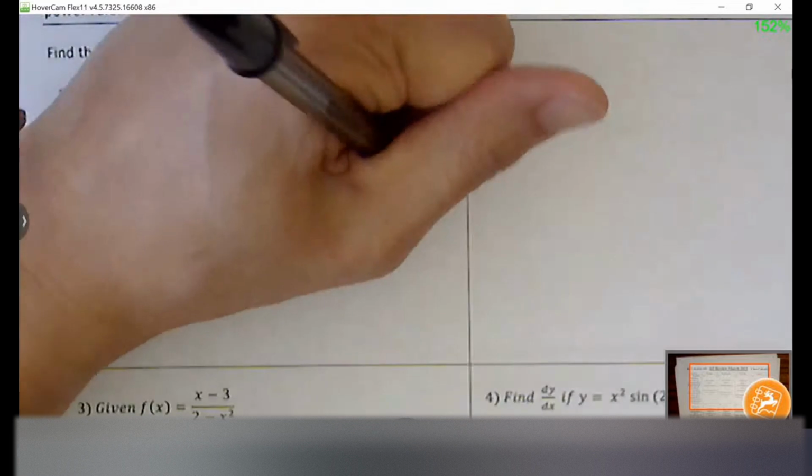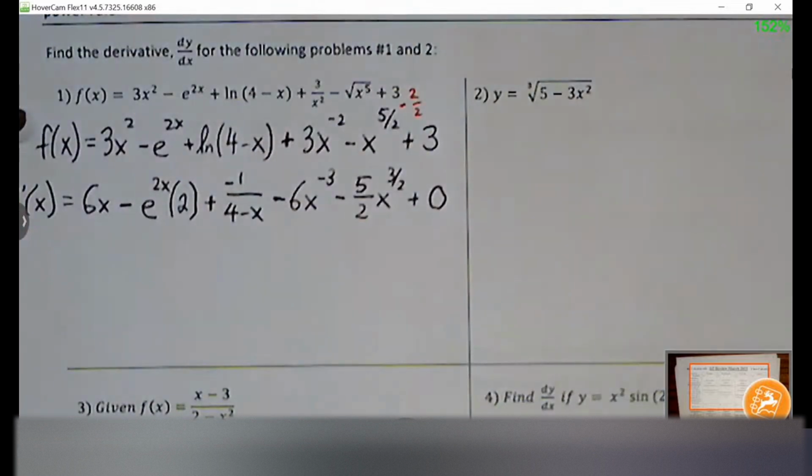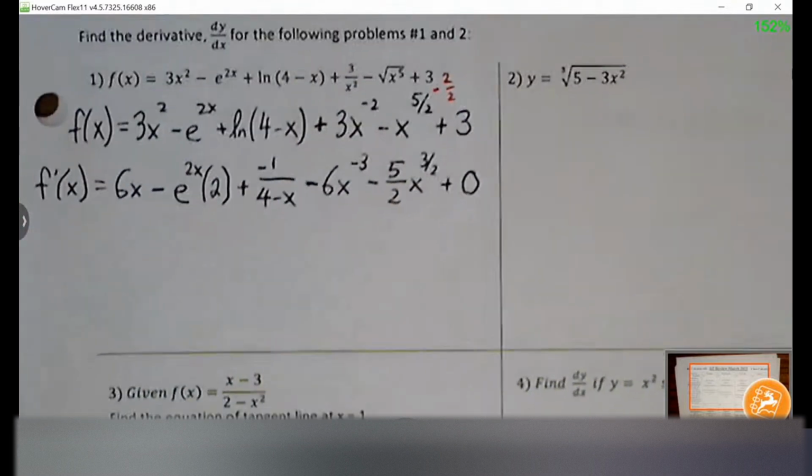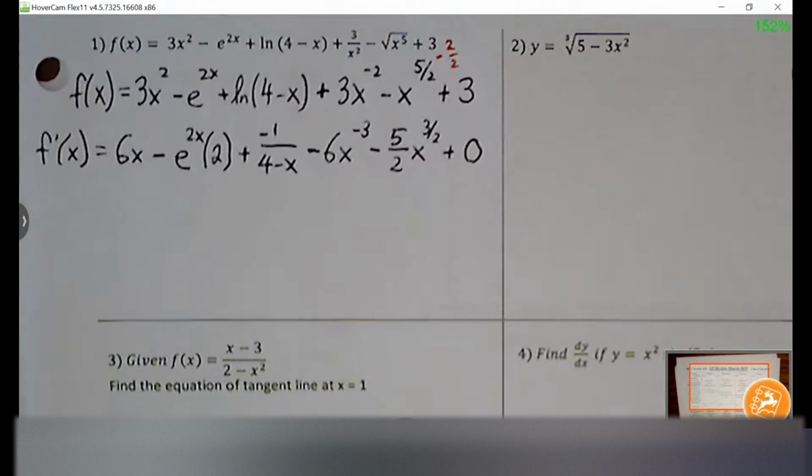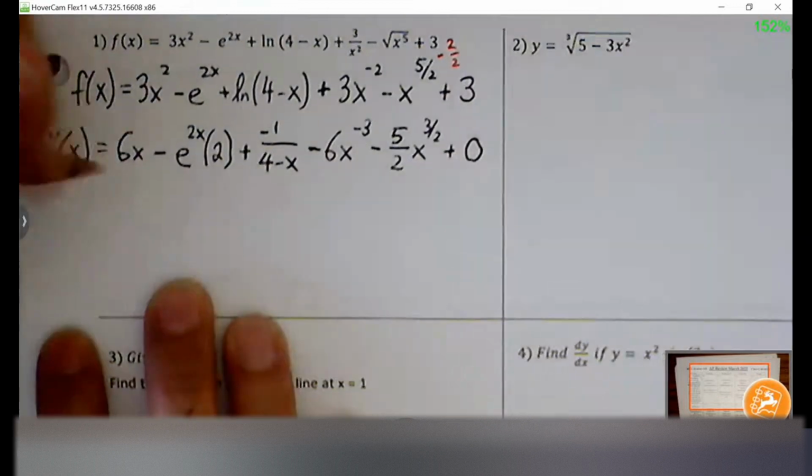0. Okay, you don't have to put +0. I'm just putting +0 to indicate that, yes, we did take care of that constant, but you can just have an empty space there. All right, we have our derivative. I'm just going to do a little bit of cleanup.